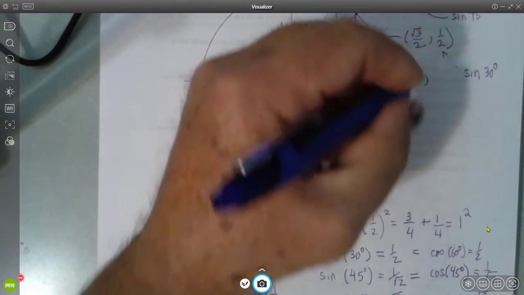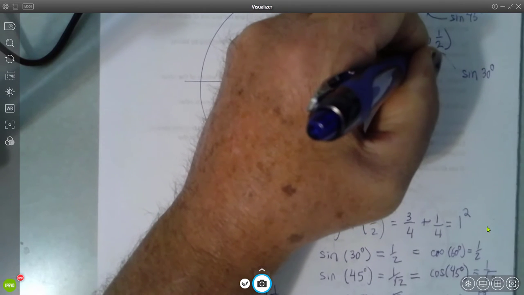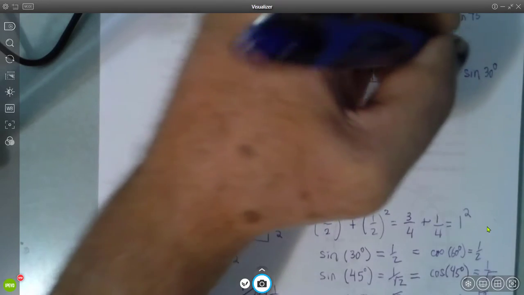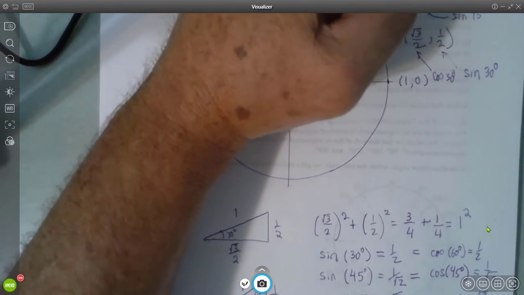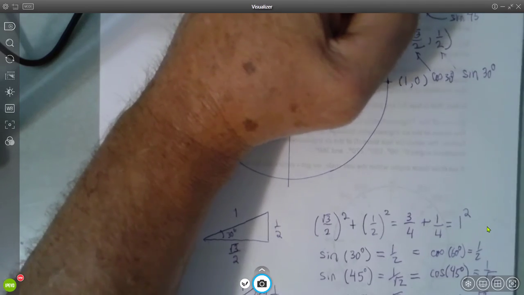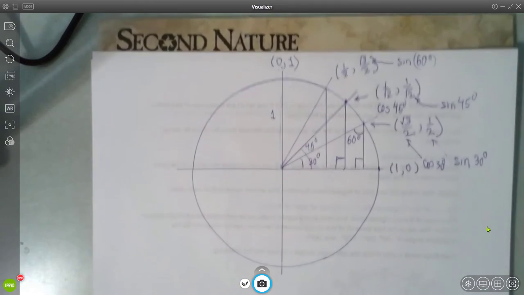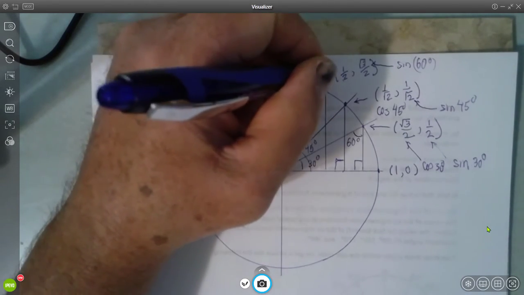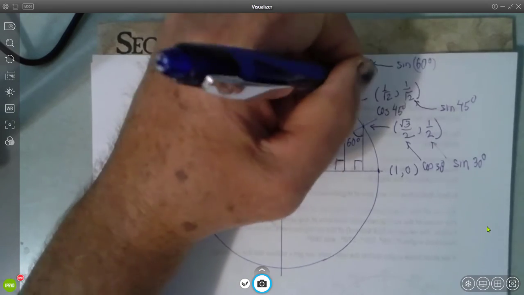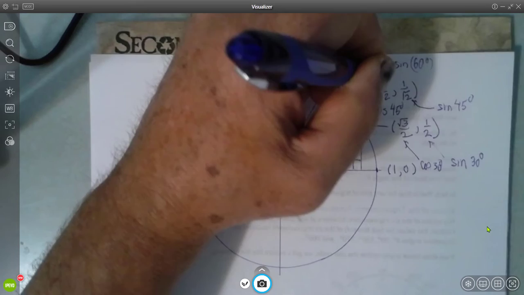So here we've got cosine of 30. Here we've got cosine of 45 degrees, and this x-coordinate is the cosine of 60 degrees.